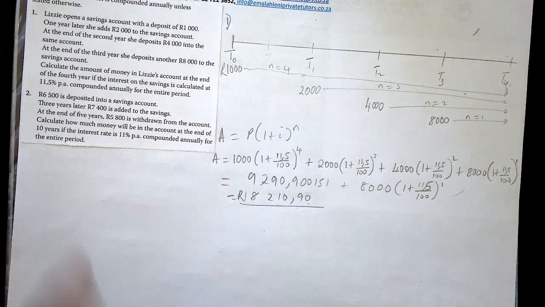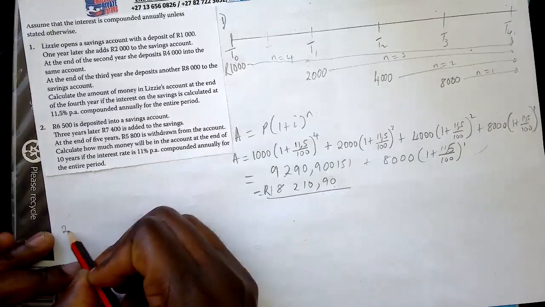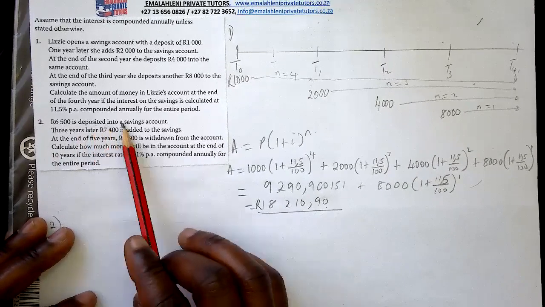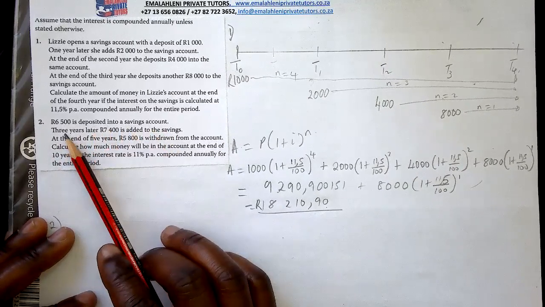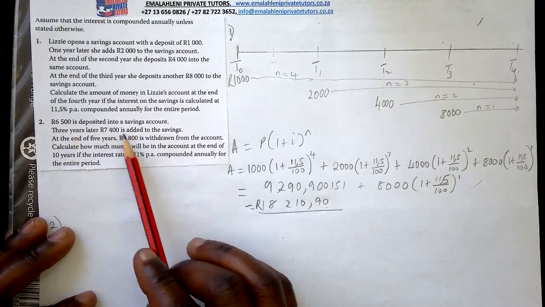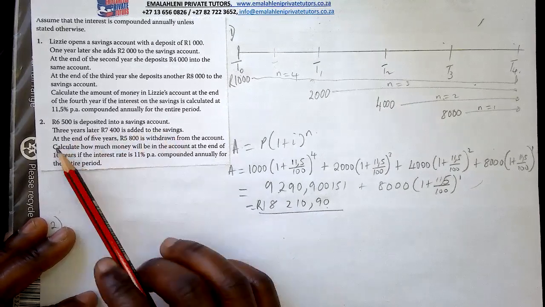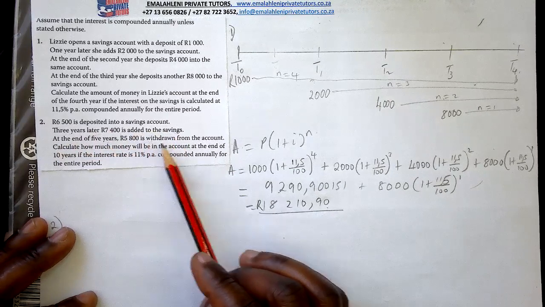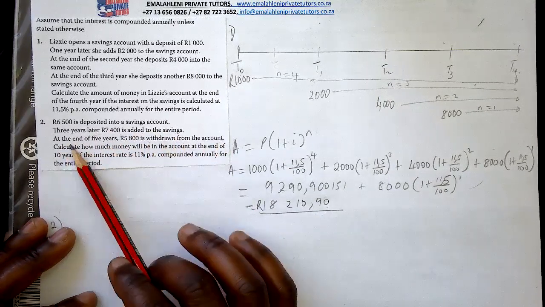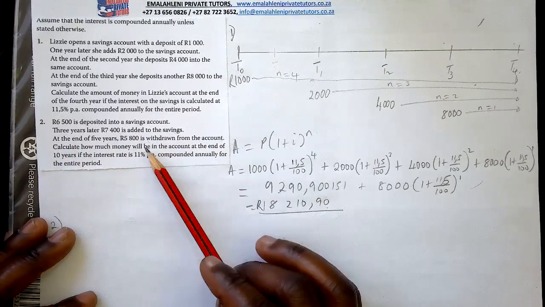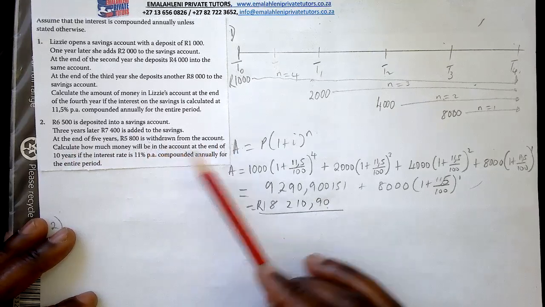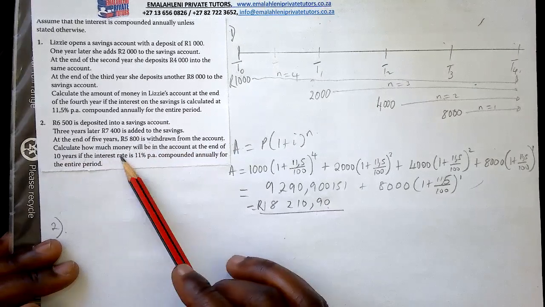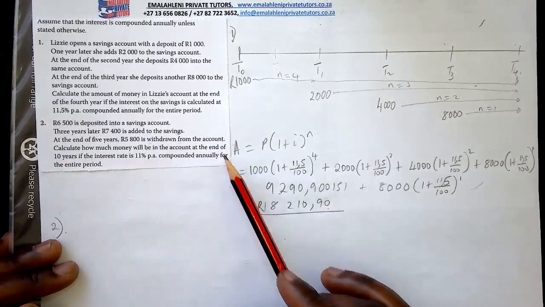Okay, now let's move on to the next question, which is 2. 6,500 is deposited into a savings account. 3 years later, 7,400 is added to the savings. At the end of 5 years, 5,800 is withdrawn from the account. Calculate how much money will be in the account at the end of 10 years, if the interest rate is 11% per annum, compounded annually for the entire period.